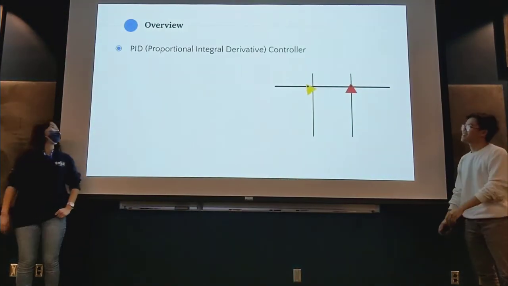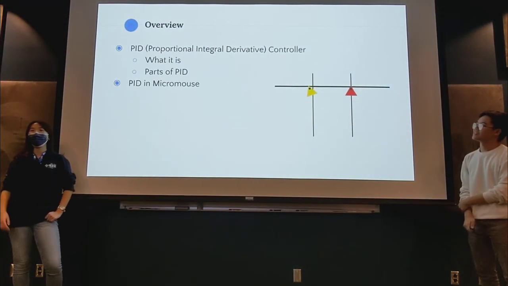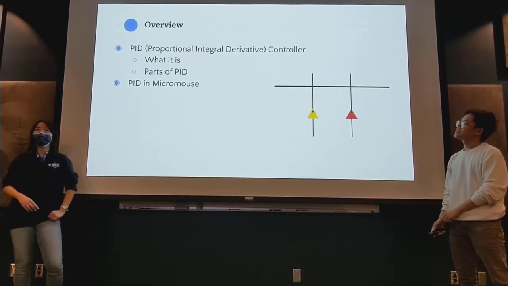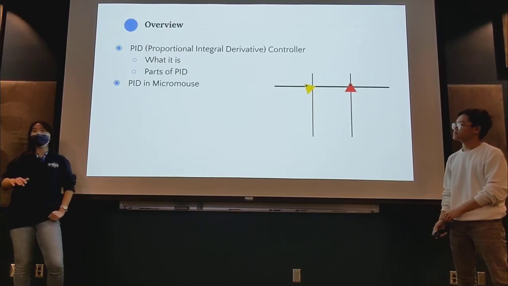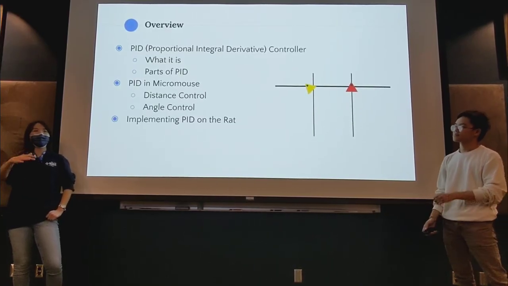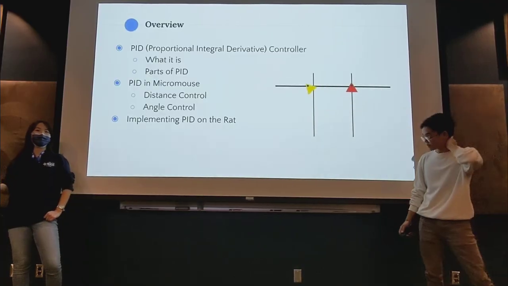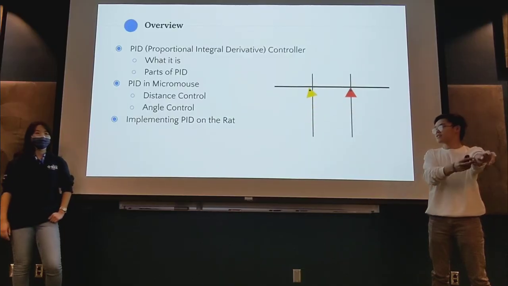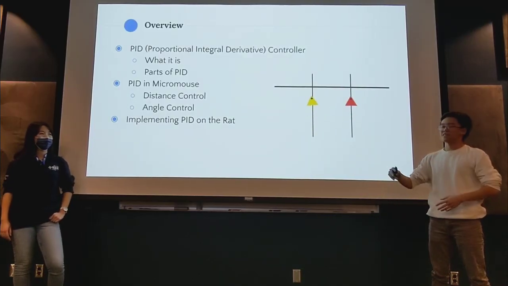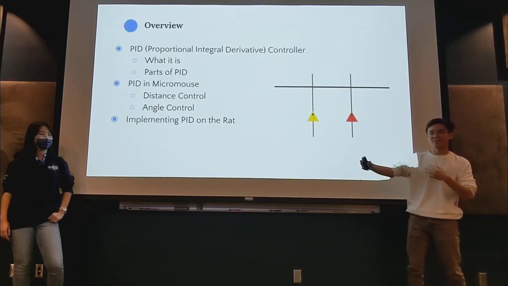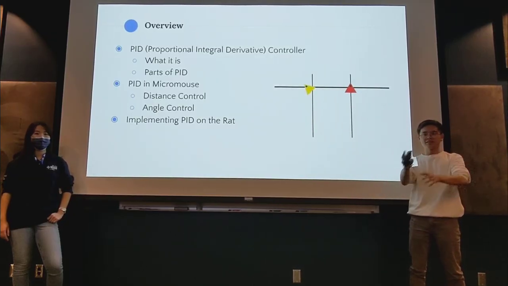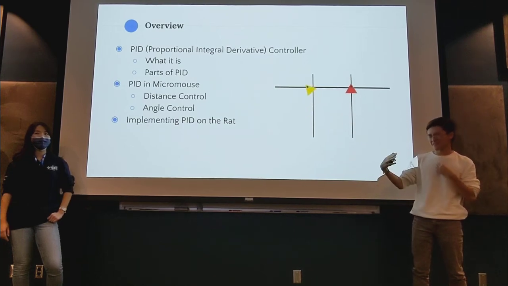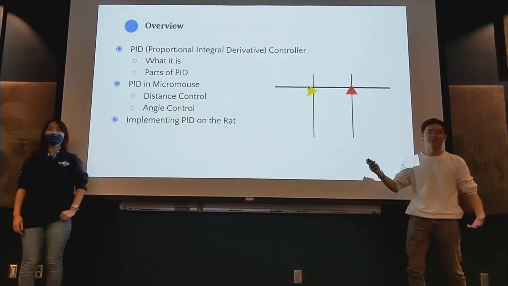Okay, there we go. Today's overview, we're going to talk about PID. A lot of you will be like, what does this acronym even mean? Don't worry, we'll talk about that. We're going to talk about how it's applied in Micromouse in terms of distance control and angle control, and then go briefly over the implementation. After today's lecture, you'll be able to tell the rat, I want to move this set amount of distance, or I want to turn this set amount of degrees. These are the control algorithms that we use to implement that in code.